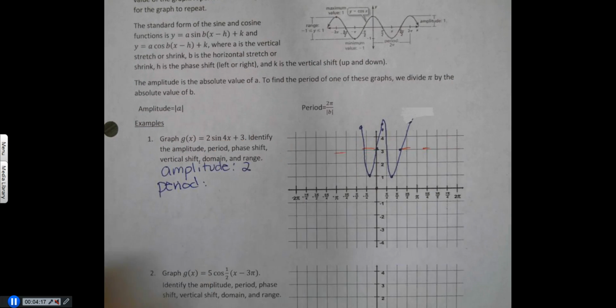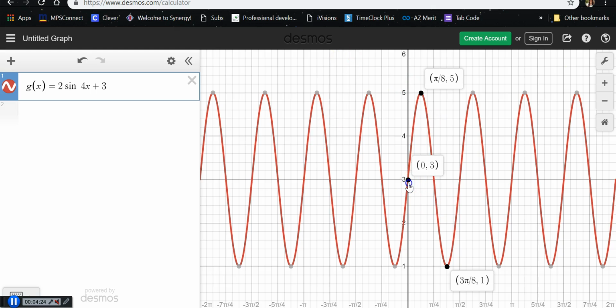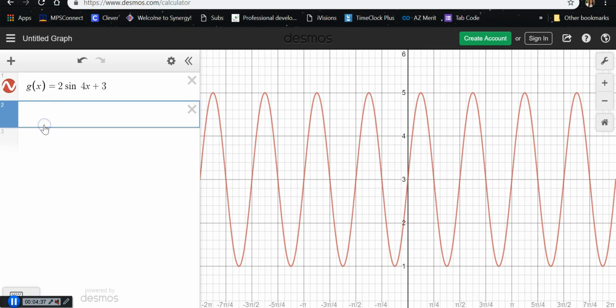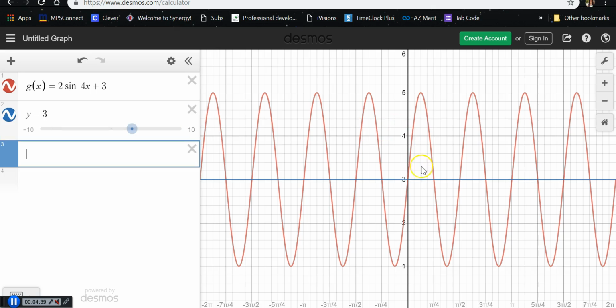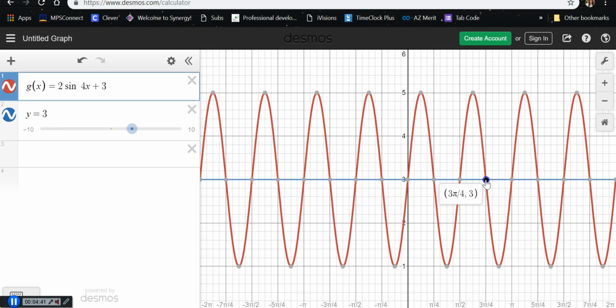Okay, the period is how long it takes to go and restart. So I'm going to go back and look at my Desmos. If I look right here, it starts at 3. I'm looking for the next time it looks like this and starts at 3. So it does it again over here at 3 pi fourths. So for my period I'm going to write 3 pi fourths.